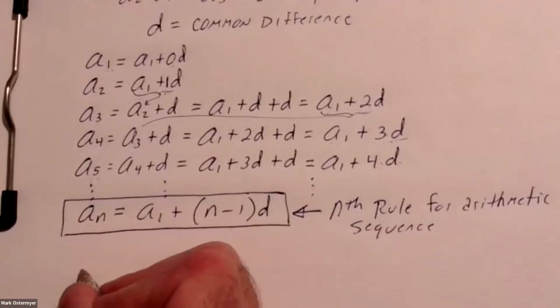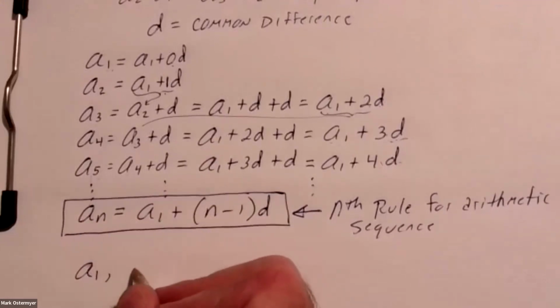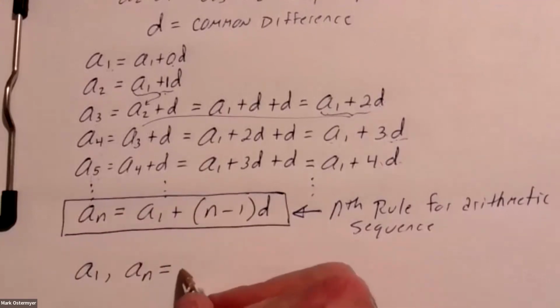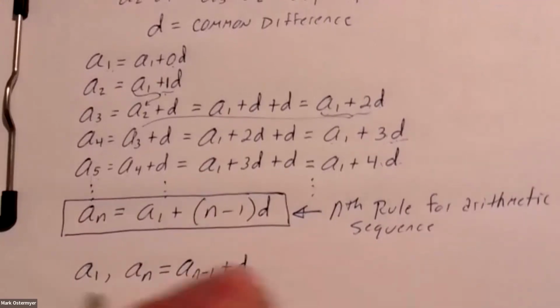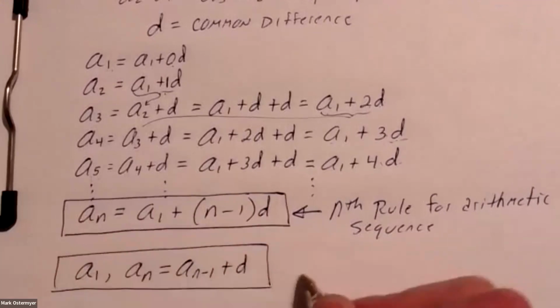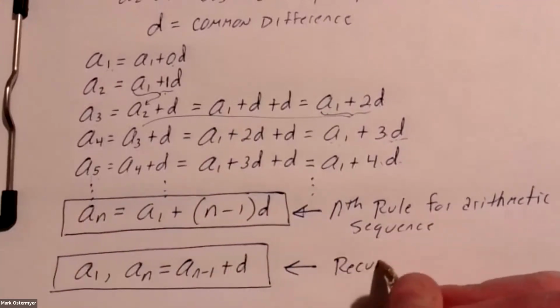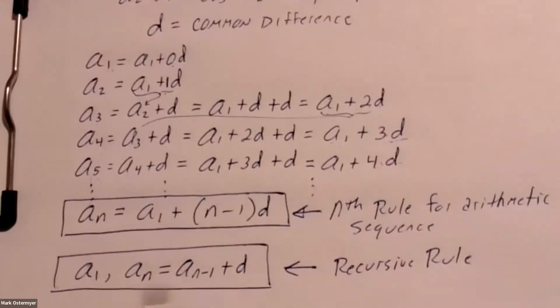Now, we can also write a recursive definition for an arithmetic sequence. Given the first term, any nth term can be found by taking the previous term, which is the n minus 1th term, plus the common difference. This is a recursive rule or recursive definition for an arithmetic sequence. Normally, we use the nth term rule. We don't use the recursive rule, but nonetheless, this would be how the recursive rule would be for an arithmetic sequence.